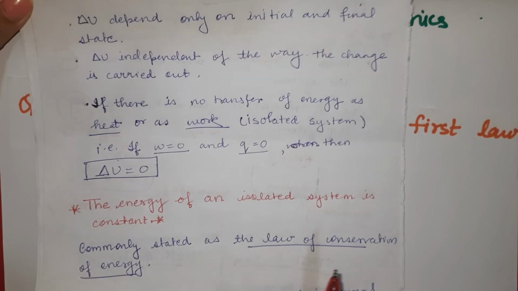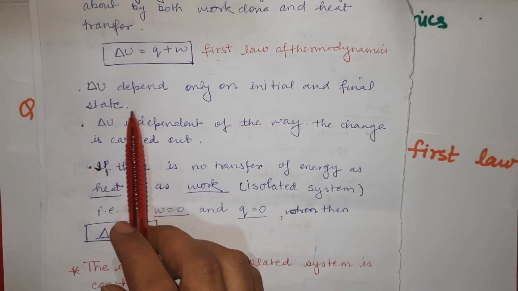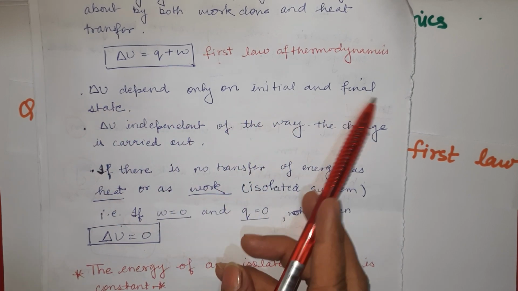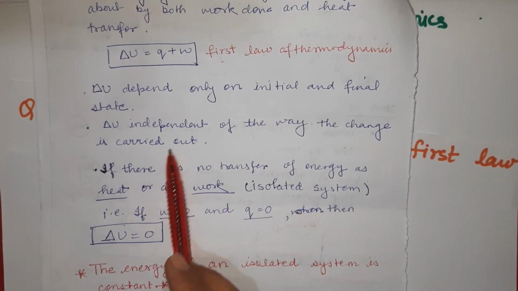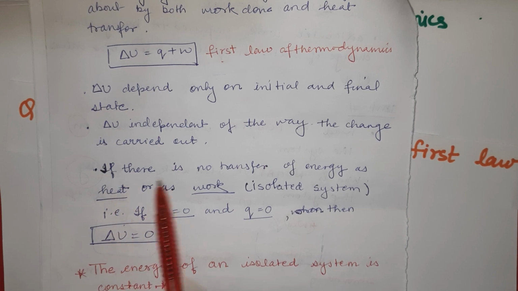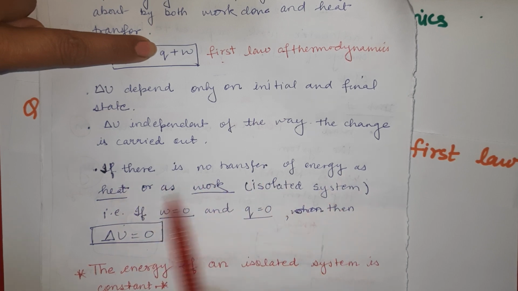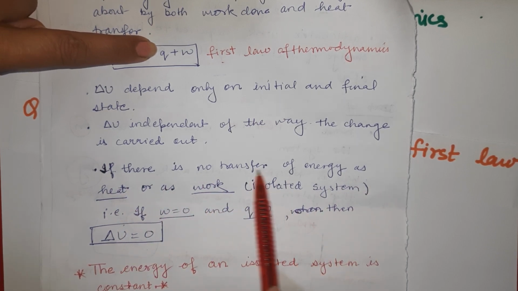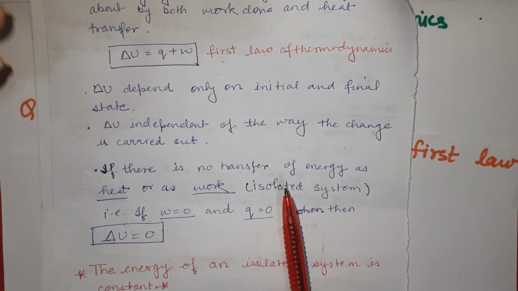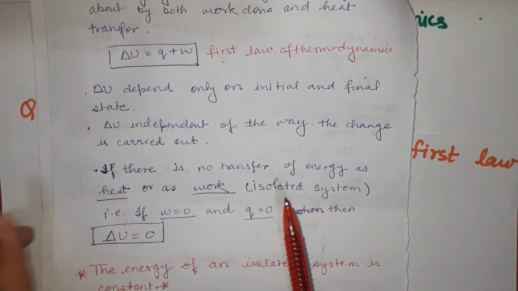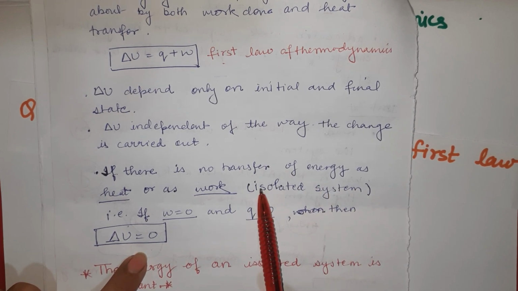Okay, and if you explain this particular relation, you have to write that delta U is dependent only on the initial and final state, and delta U is independent of the way the change is carried out. This is the explanation of delta U. If there is no transfer of energy, let's say Q is 0, and no transfer of energy as work, that system is known as an isolated system. If Q is 0 and W is also 0, delta U will also equal 0. This is the condition of an isolated system.